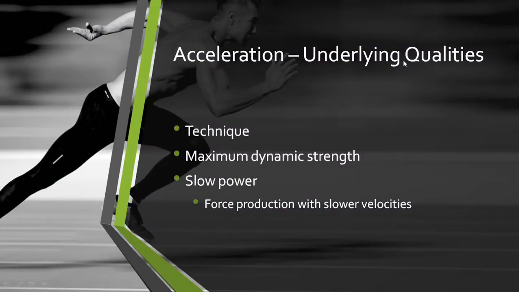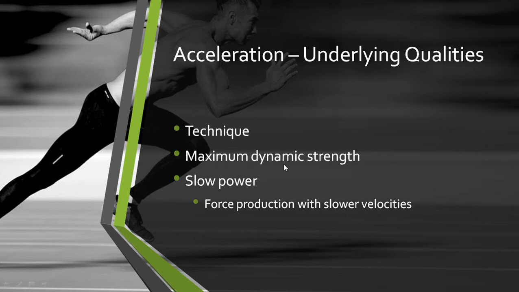So when we talk about acceleration, the underlying qualities that are going to lead to successful acceleration are going to be, first of all, technique. As with any movement, sprinting included, we need to make sure we have our technique on point, because even if we have all this other stuff, if we can't actually produce the force in the right directions and with the right mechanics, then we're never going to reach our full potential. So we're not going to be talking about acceleration technique in this presentation, but just understand that technique's a very important part. So in terms of physical requirements, maximum dynamic strength is going to play a big role.